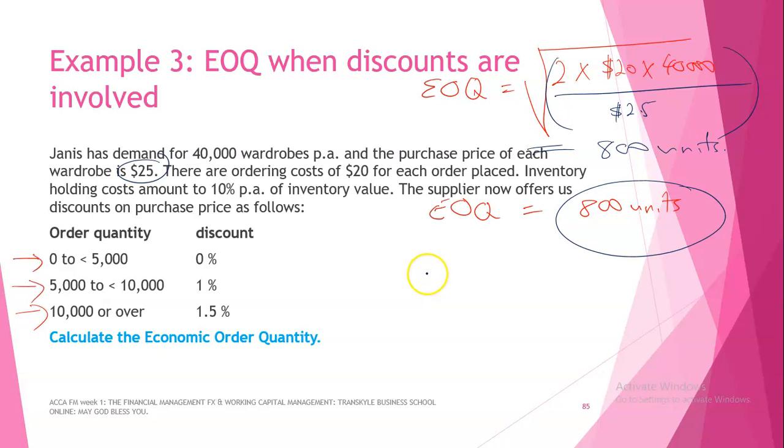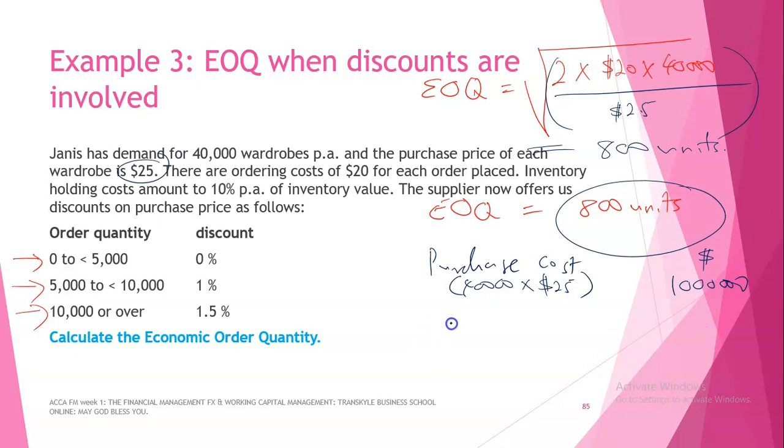Because now the discounts are involved, therefore the purchase price now matters. All right, the purchase price now matters. So what we do is we say purchase cost. In this case, our purchases were the demand 40,000 multiplied by the unit cost of the wardrobe, which was $25. So we get how much here? We get 1 million actually. 40,000 multiplied by 25, that's 1 million.